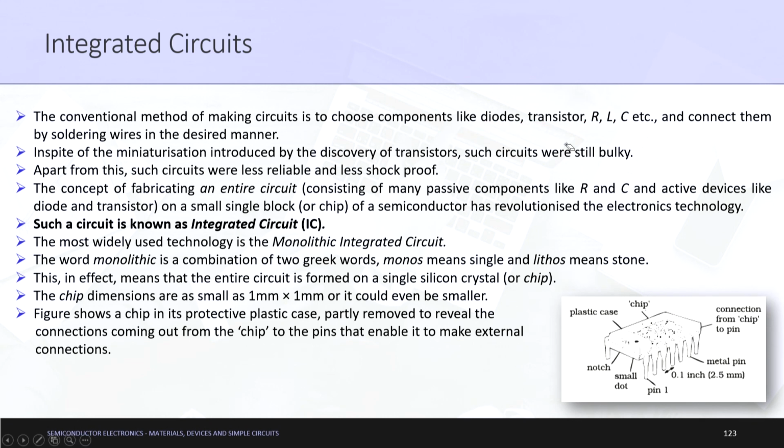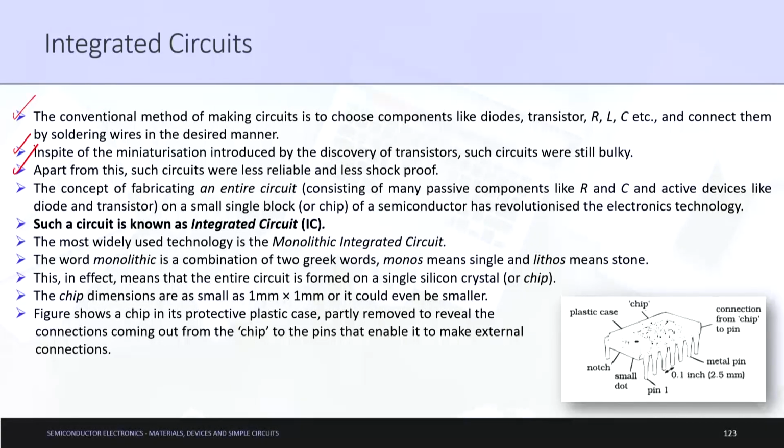Fine. So, the conventional method of making circuits is to choose components like diodes, transistors, R, L, C, etc., and connect them by soldering wires in the desired manner. In spite of the miniaturization introduced by the discovery of transistors, such circuits were still bulky. Even if we try to decrease the size of transistors, all these components such as diodes, resistors, inductors were themselves so big that the complete circuit was very bulky, as in high in weight. Apart from this, such circuits were less reliable and less shock proof.